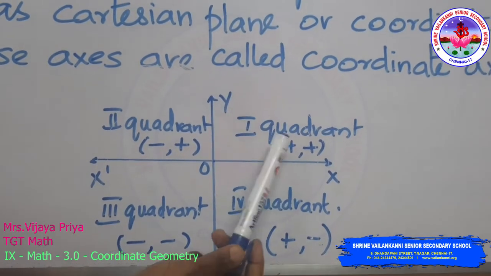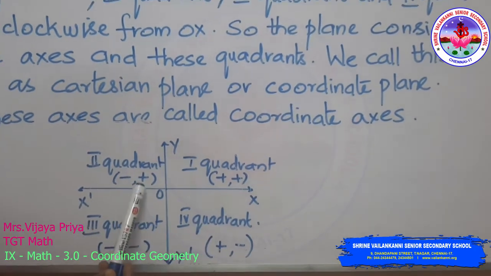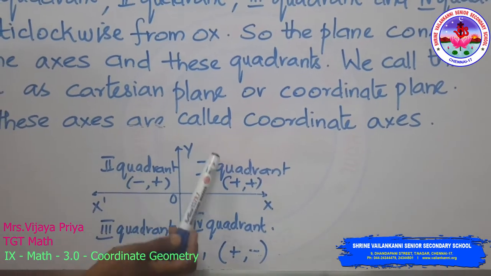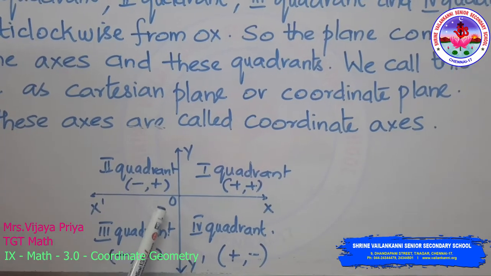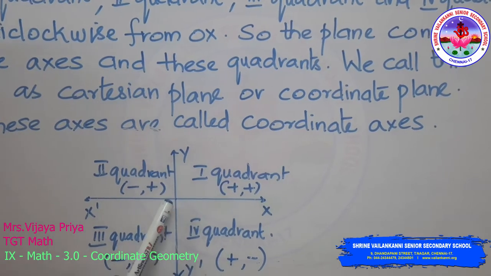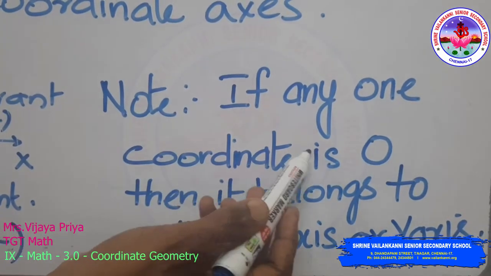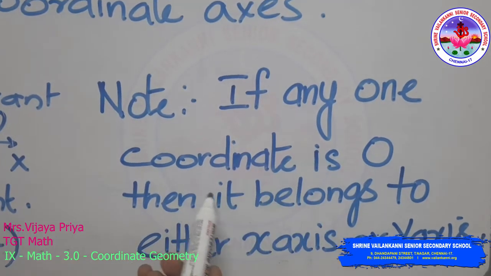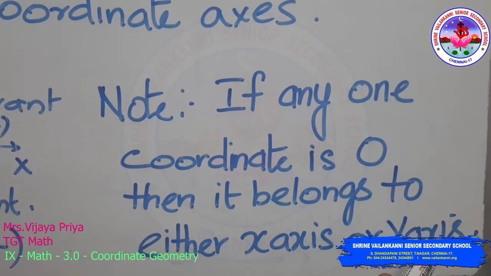These quadrants along with the axes present in the plane, we call this plane a Cartesian plane or a coordinate plane, and these axes are called the coordinate axes. An important note: if any one of the coordinates is 0, then the point belongs to either the x-axis or the y-axis.